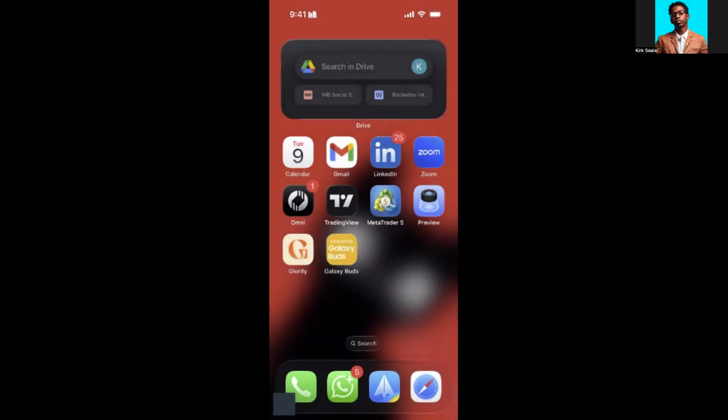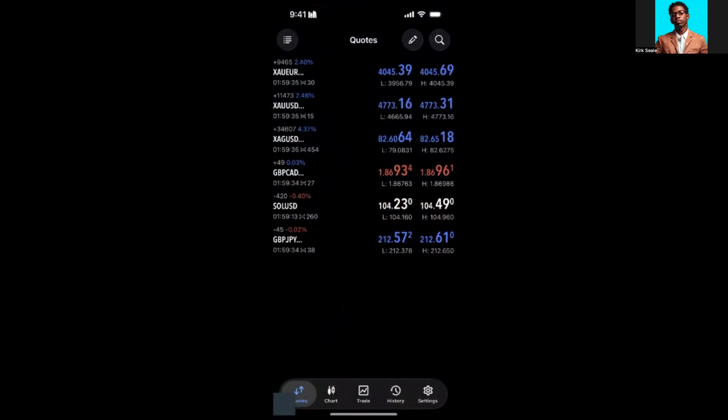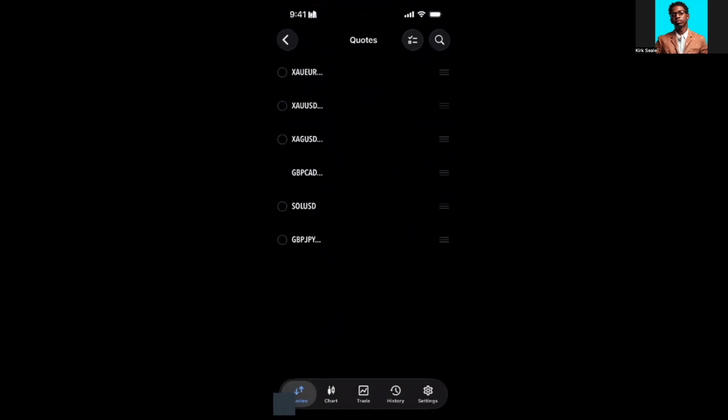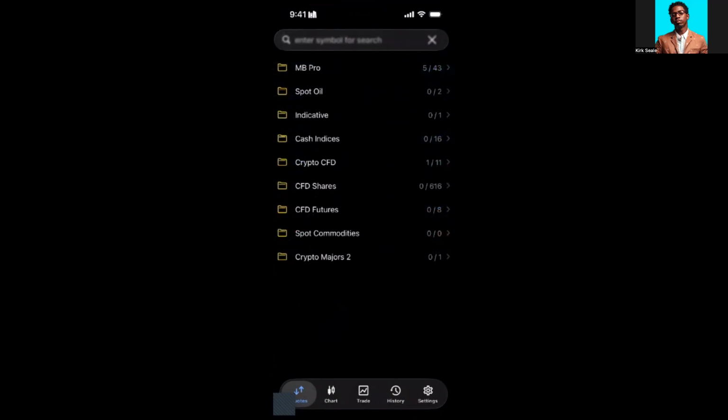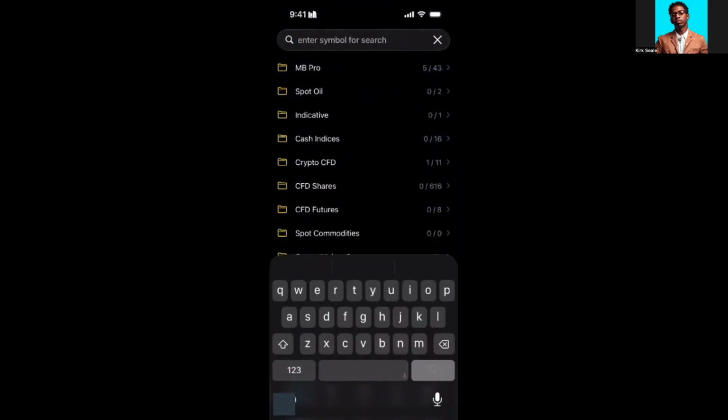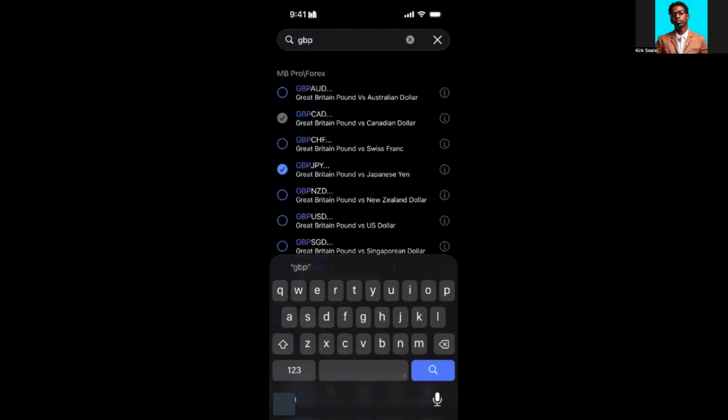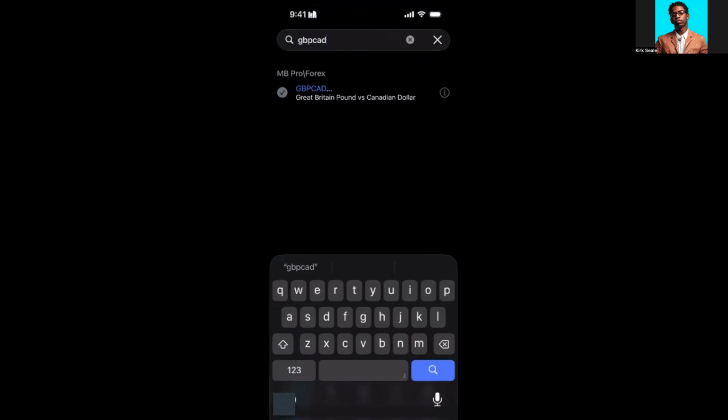All right, so you have that. Just tap on it. Open up the app. And on the quotes page, you want to tap on your search button. We are looking for GBP CAD. All right, Great Britain pound to the Canadian dollar.